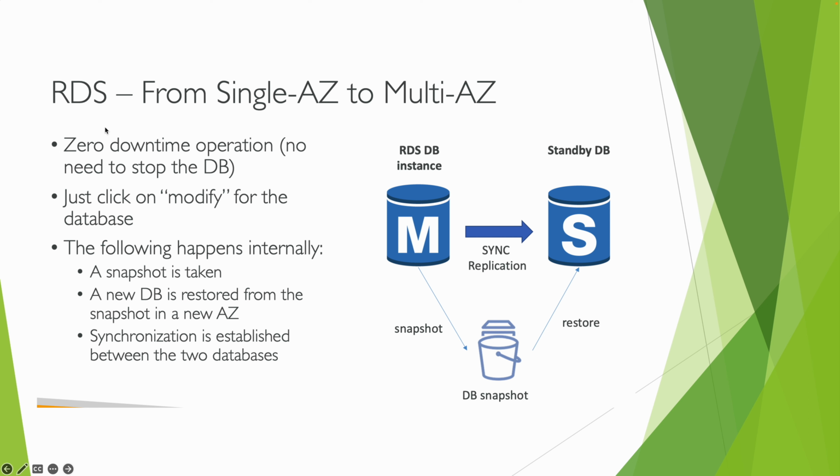Okay, and this is one thing: how we convert a single AZ to multi-AZ. Single AZ means we are keeping our database in one availability zone. Multi-AZ means we are keeping our database in multiple availability zones, or creating a standby. Creating a standby is called multi-availability zones. So what are the advantages?